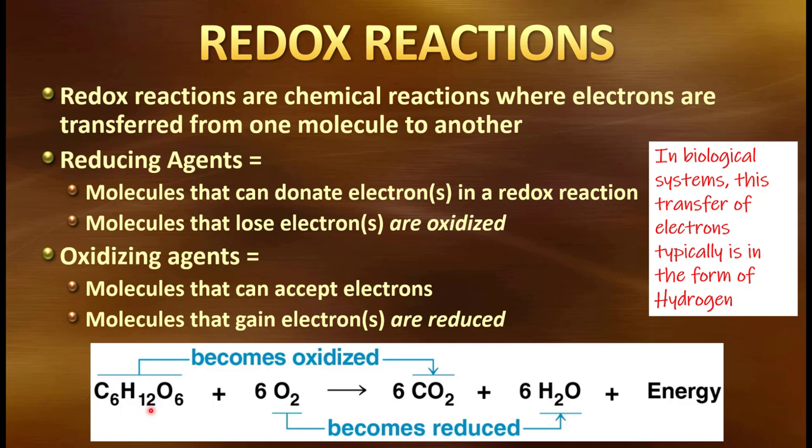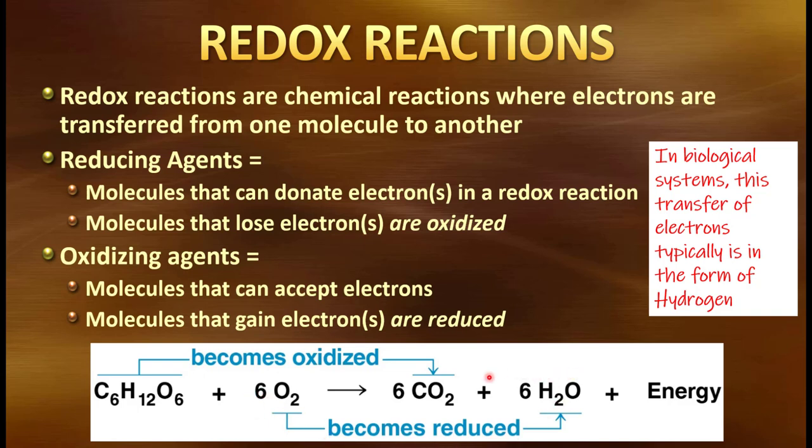So here we have glucose. It has a lot of hydrogens in it. When we go through cellular respiration, eventually we're going to take that glucose all the way down to carbon dioxide and water. When I take these hydrogens off of this glucose, I'm oxidizing it. Molecules that lose electrons are oxidized. I oxidize glucose to carbon dioxide where the hydrogens have been removed. This oxygen is going to pick up those electrons and form water. So oxygen is reduced to form water.